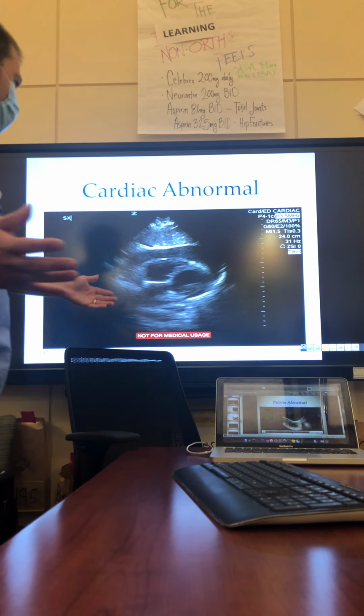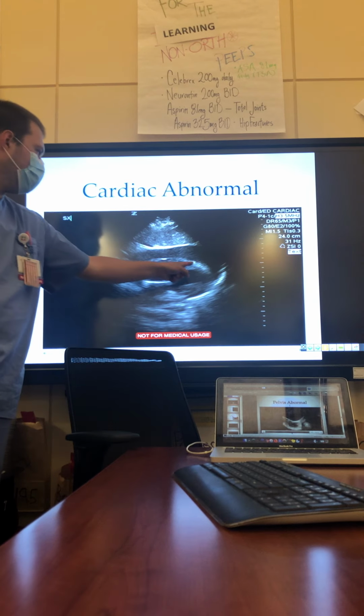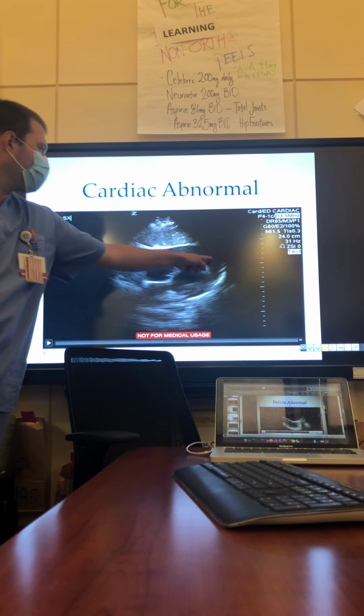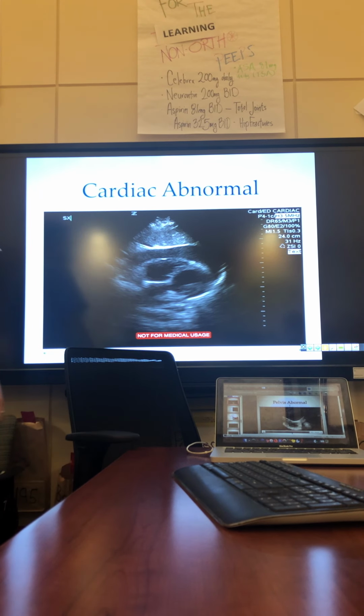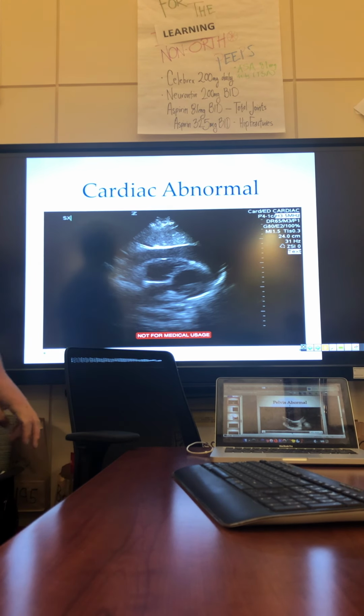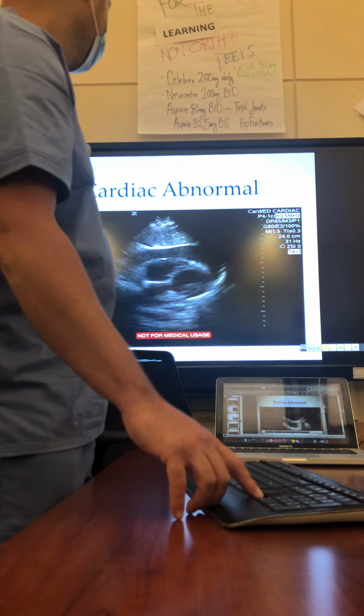This is obvious, I think, anyway. Again, this is your heart down here. And then you get this black stripe going across the top and down. So that's a pericardial effusion. See that? Cool. Okay.